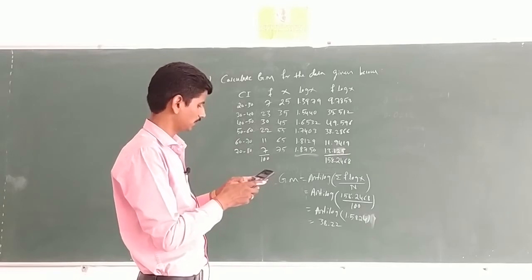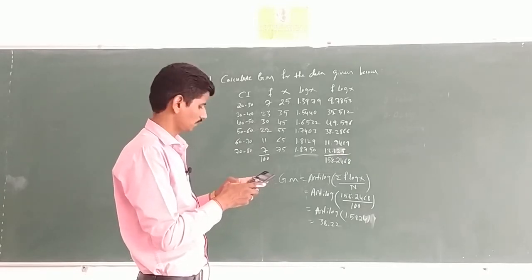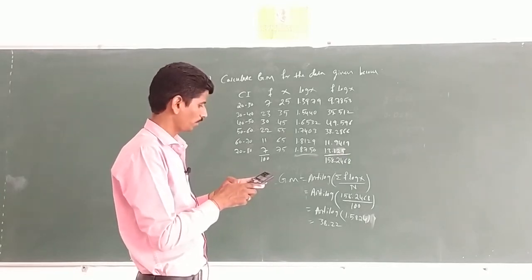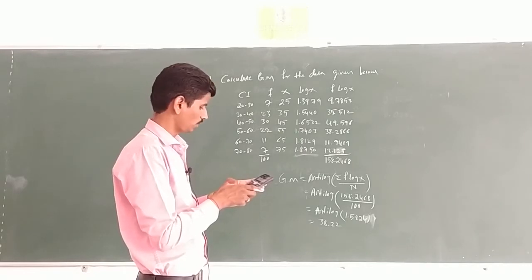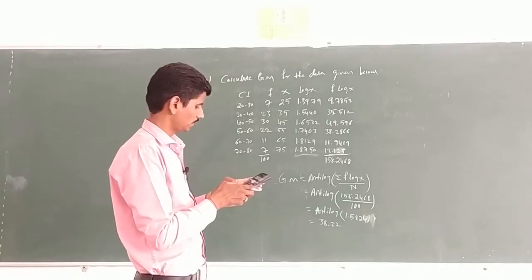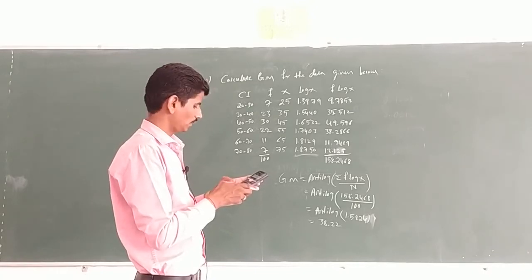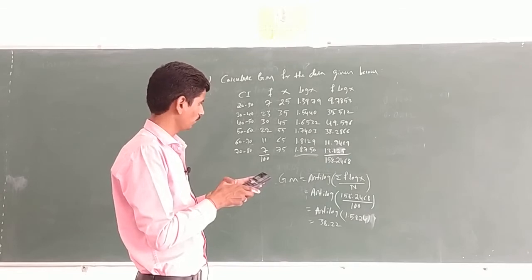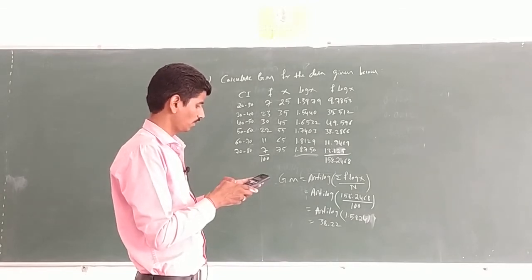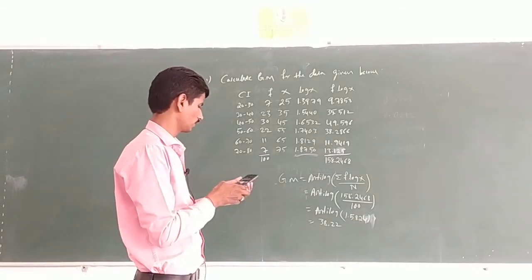Once again, 9.7853 plus 35.512 plus 49.596 plus 38.2866 plus 11.9419 plus 13.125 gives 158.2468. Okay, correct.